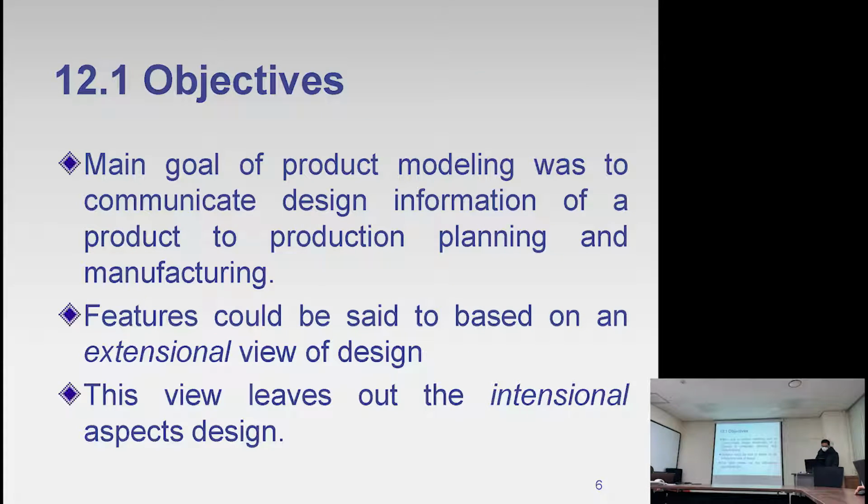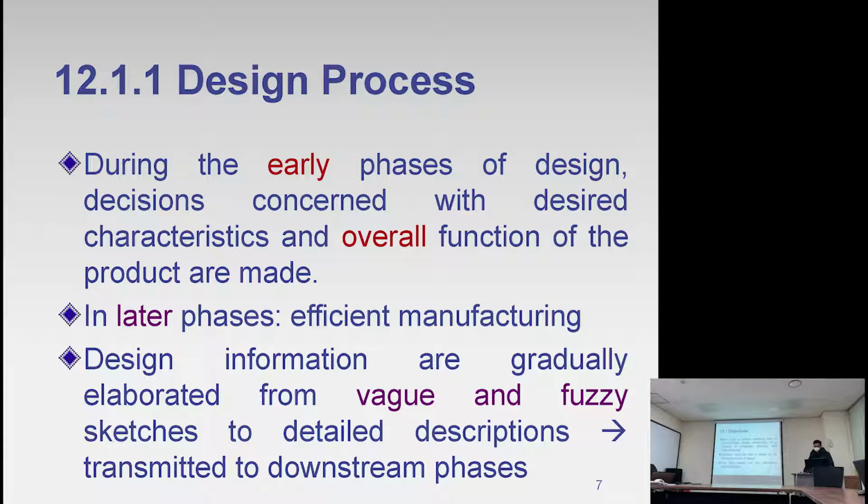So the objective is that, previously we knew that the main goal of product modeling was to communicate the design information of a product to planning and manufacturing. We could say that the features were based on an extensional view of design. What this means is that we observed what the designers do and capture recurring aspects of their work in feature models. However, this leaves out the intentional aspects of the design. Intentional aspects means what the designers really think and do when they design. A fundamental problem of product modeling is to find concepts and tools that will allow us to extend into the intentional realm of design.